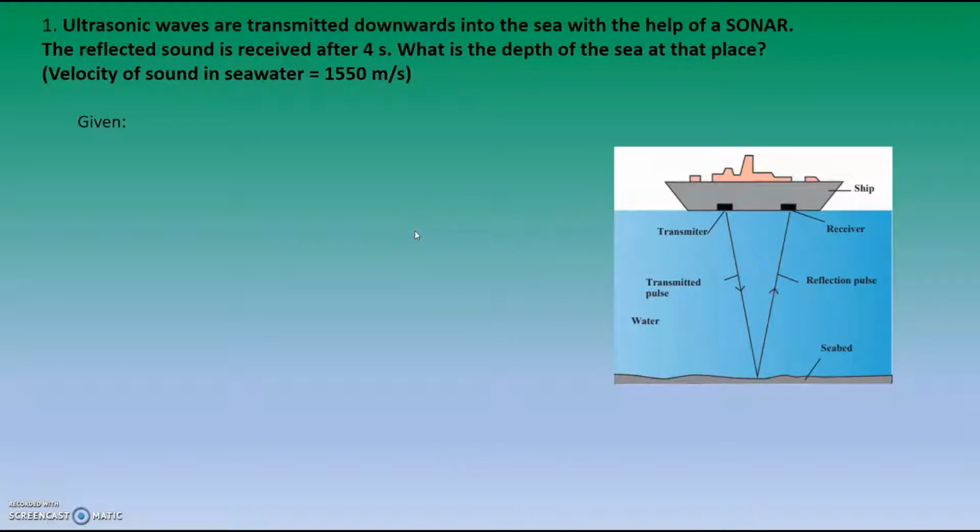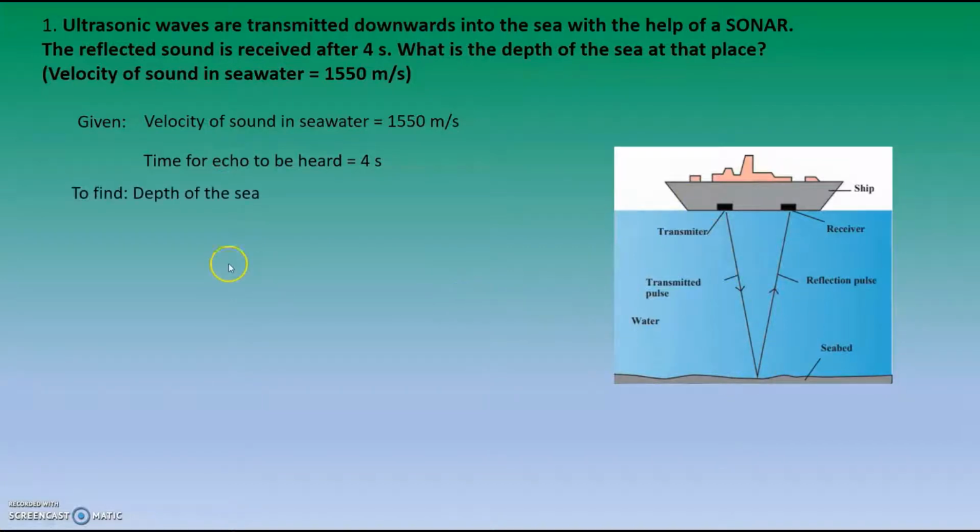Let's begin the sum. Given velocity of sound in sea water is 1550 meters per second. Time for echo to be heard is 4 seconds. You know, the reflected sound is heard after 4 seconds. So try to understand, the transmitter produces a sound and it reaches the bottom of the sea and then it gets reflected. So the actual time taken to strike the bottom is half of this 4 seconds to find the depth of the sea. Let's begin.